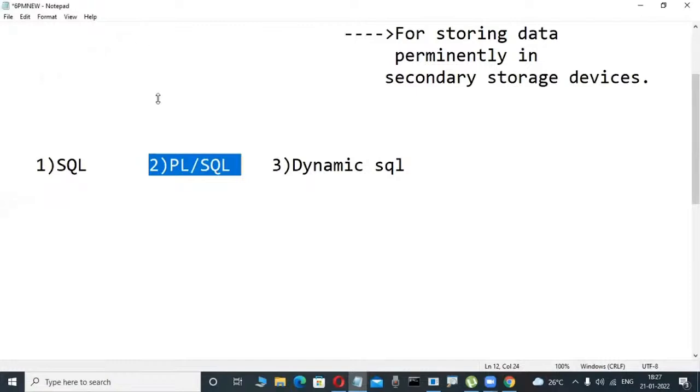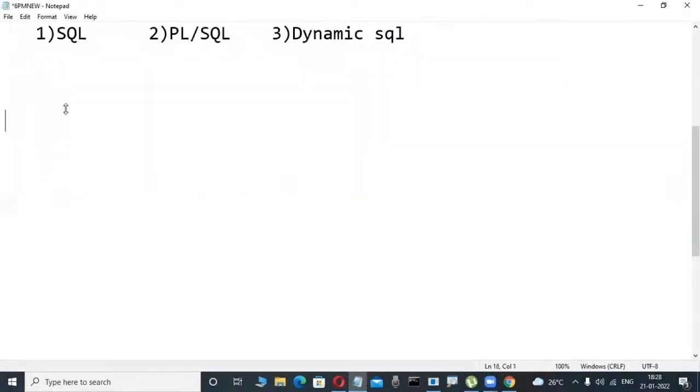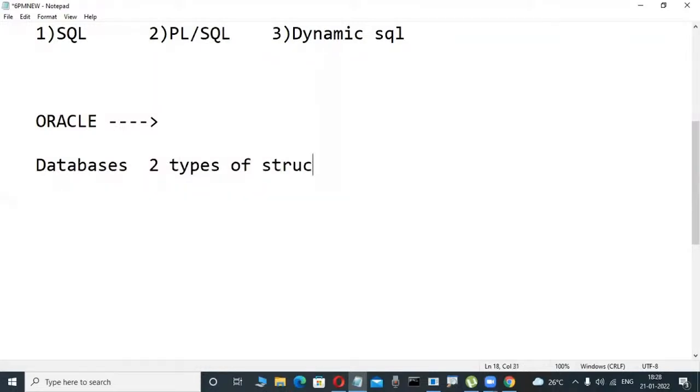That's why I'm showing only that one. Just observe it here. Actually, these relational databases are there: Oracle, SQL Server, DB2. These are relational databases. But unfortunately, these databases have two types of structures. You must be familiar with them before we start our courses. Observe it here, two types of structures are there. Don't write it, just observe it here.